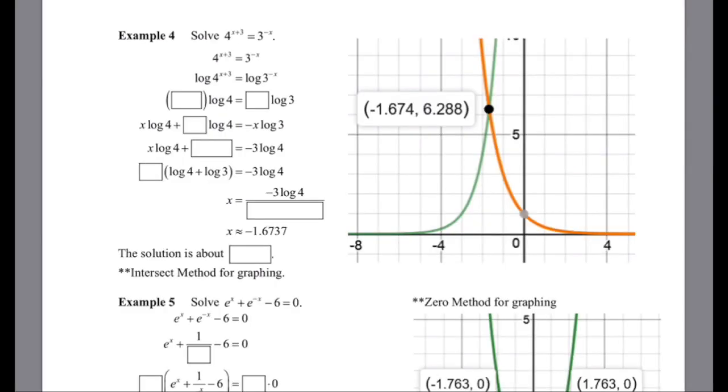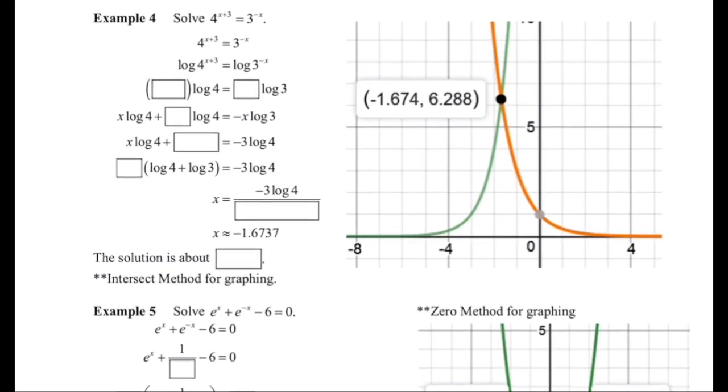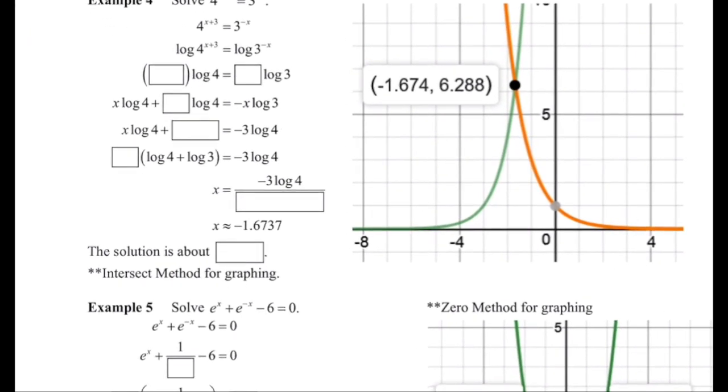Here we have 4 to the power of x plus 3 is equal to 3 to the power of negative x. Since I want to move those exponents around, I'm going to multiply each side by the logarithm so that we can use our logarithm principles to continue to solve. Now that I've multiplied each side by the logarithm, I'm able to use my exponent rule and bring x plus 3 and negative x into the front.